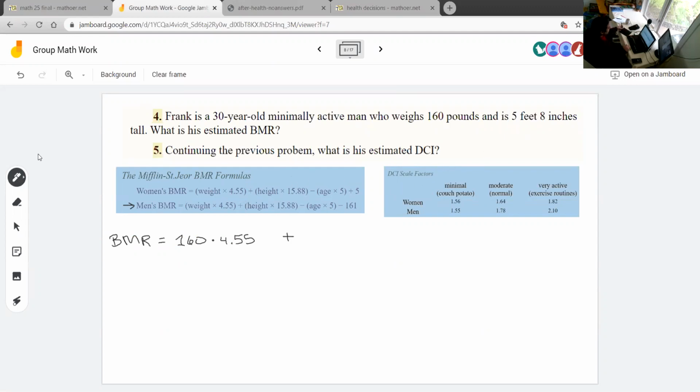Now he is 5 foot 8 inches tall, so we have to change that. For each foot we are going to multiply by 12, and then at the end we have 8 more inches. And as she said, that's indeed 68 inches.